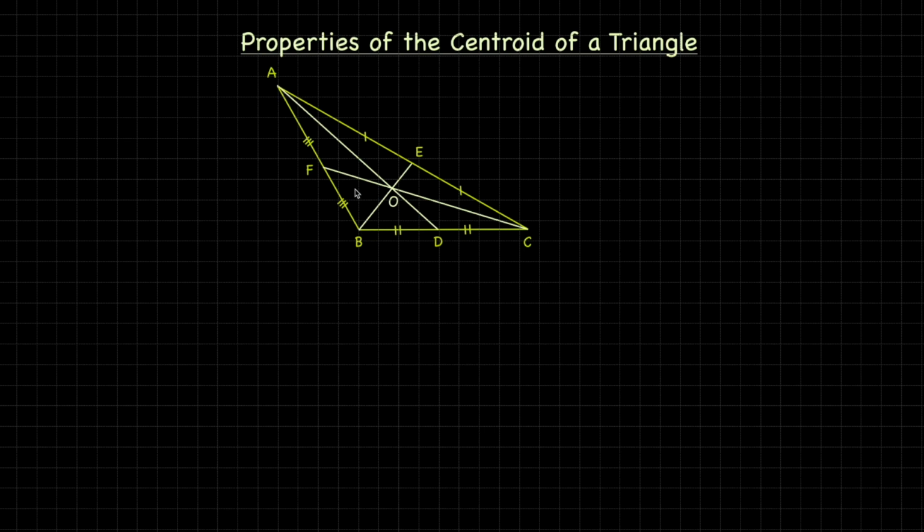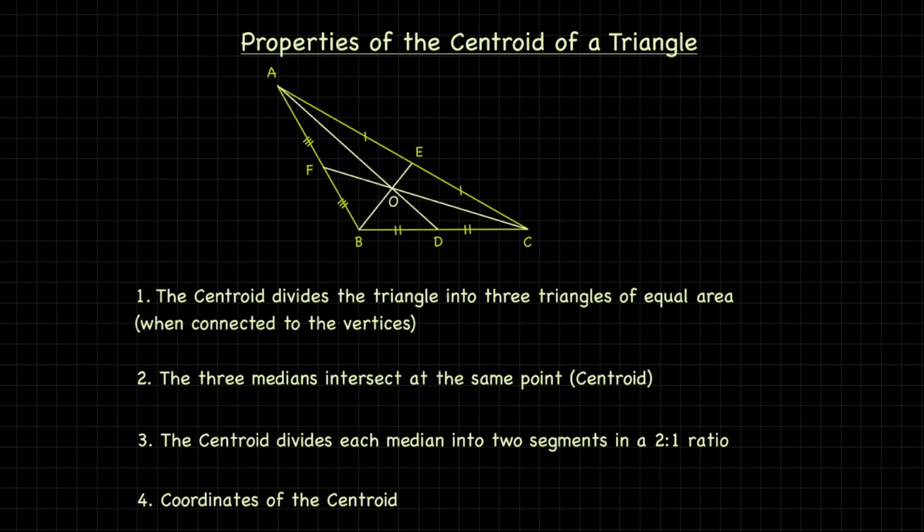In this triangle, all three medians intersect at point O. So O is the centroid of the triangle. These are the properties that we are going to prove for the centroid of a triangle. The first one says that the centroid divides the triangle into three triangles of equal area when the centroid is connected to each of the vertices. In other words, these three colored areas here are equal in size.